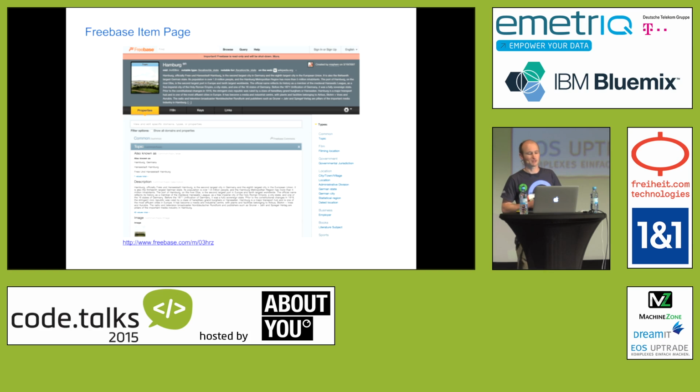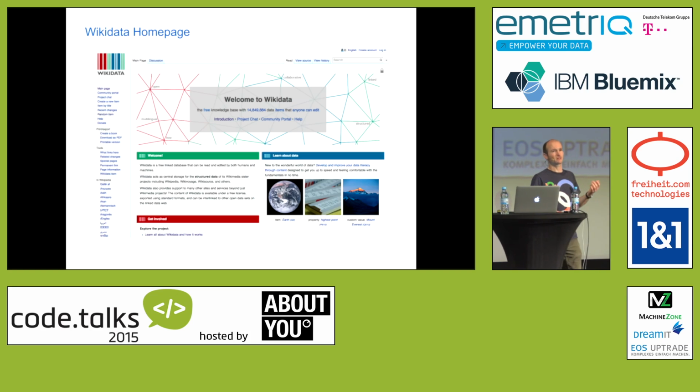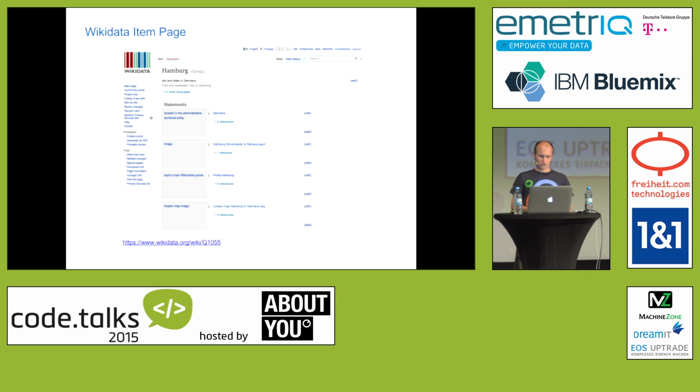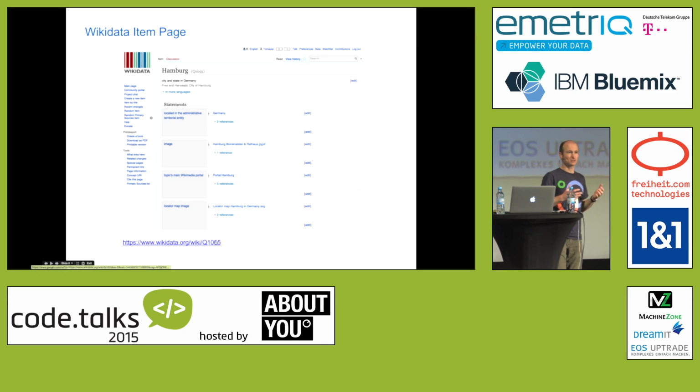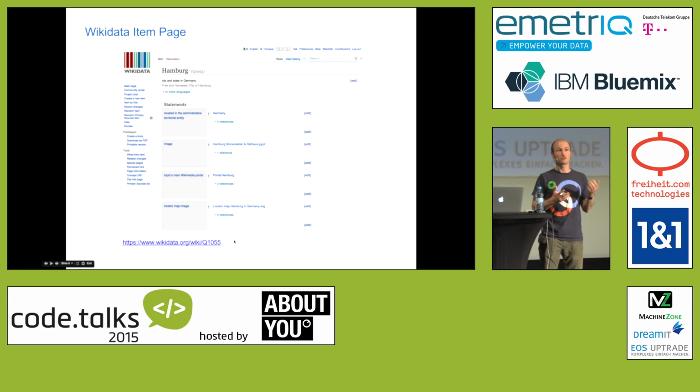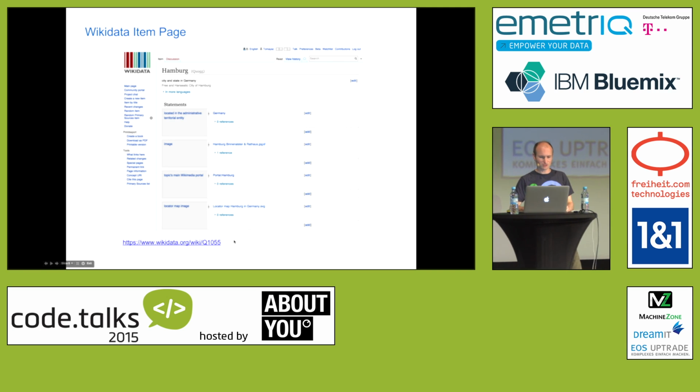Let's look at Wikidata. The Wikidata homepage is like a portal where you can navigate to different item pages. So let's actually go to one. Let's go to Q1055. That's the URL, the concept identifier of Wikidata for the same thing. So for this beautiful town, Hamburg. And you can see it looks a bit different, but you can kind of recognize the things from before.